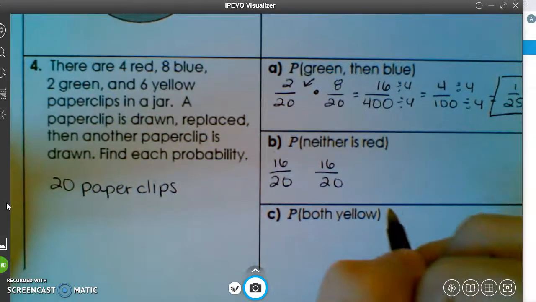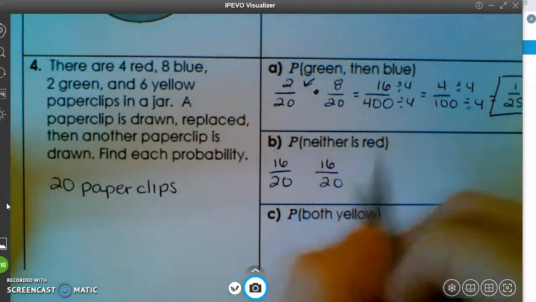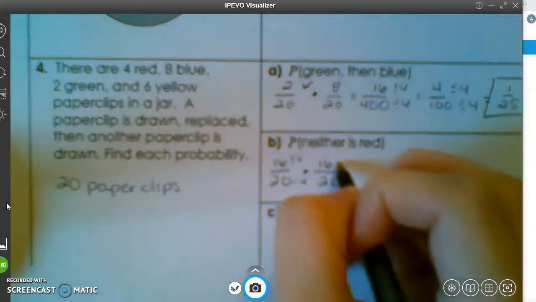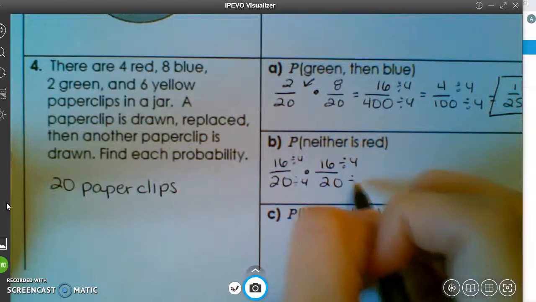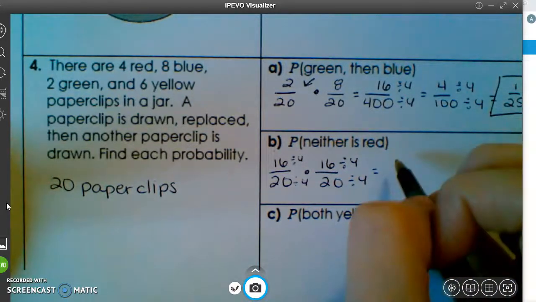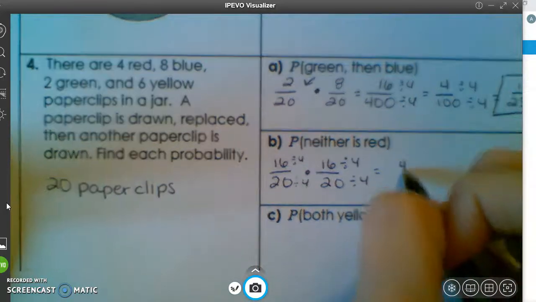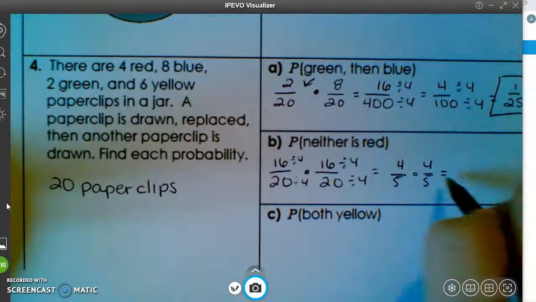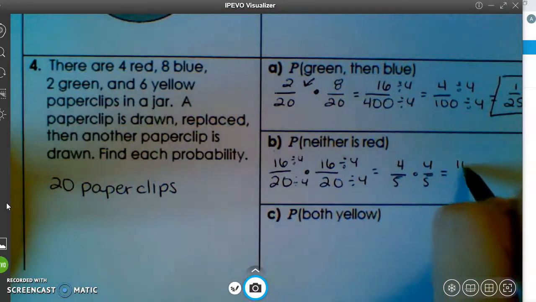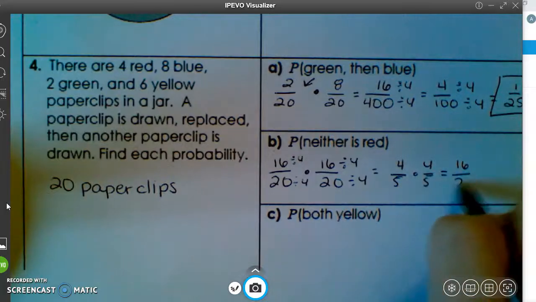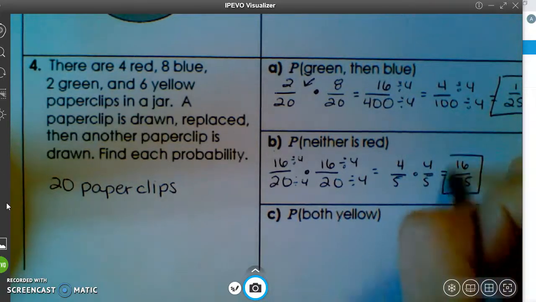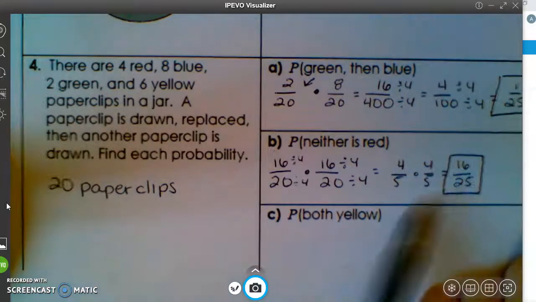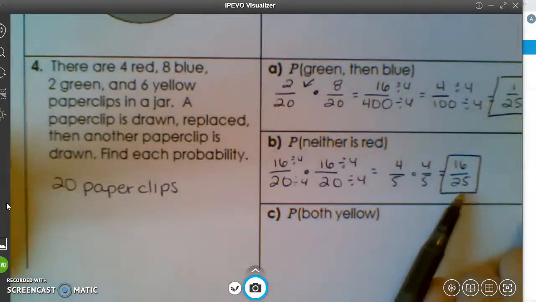Okay. So what I would do is I would go ahead and simplify both of these. Remember, you're going to multiply them. I would simplify both of them, and that is 4 over 5 times 4 over 5. And you just multiply straight across. 4 times 4 is 16. 5 times 5 is 25. So there's a 16 out of 25 chance. The 25 is right there. That's the number 25, a 2 and a 5.